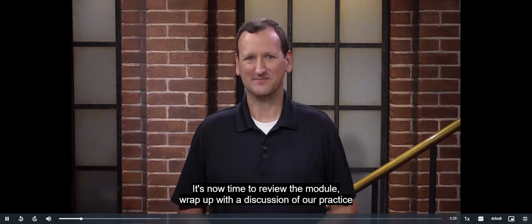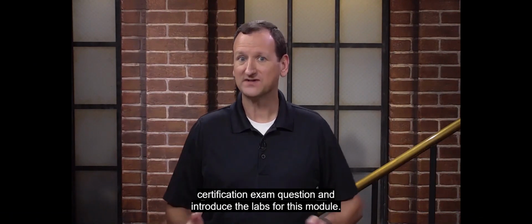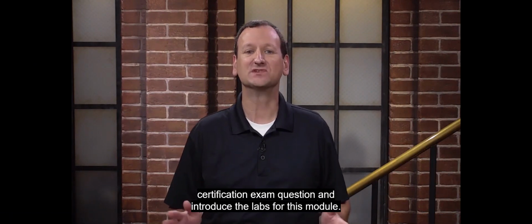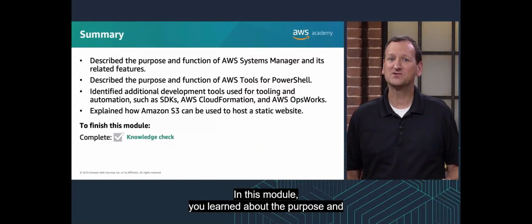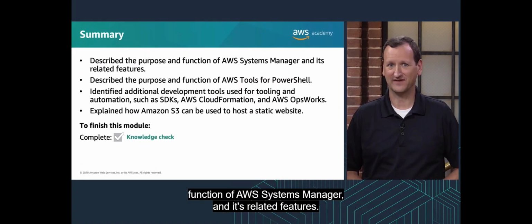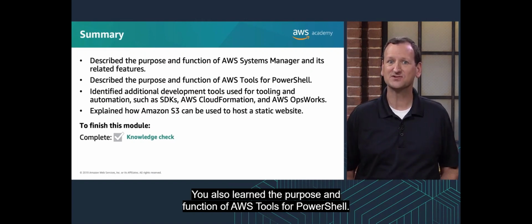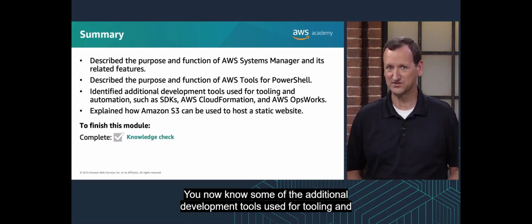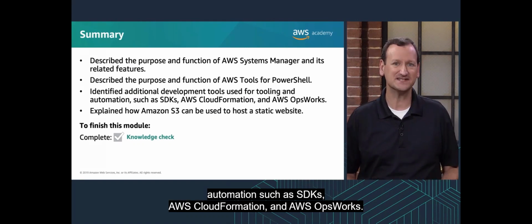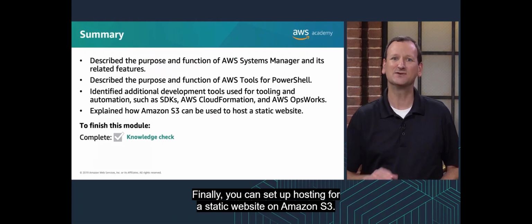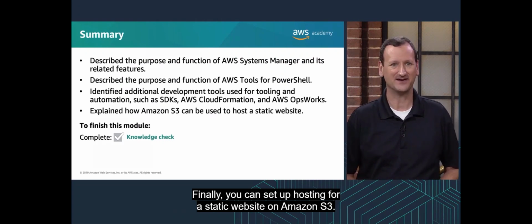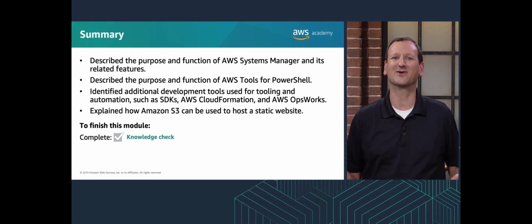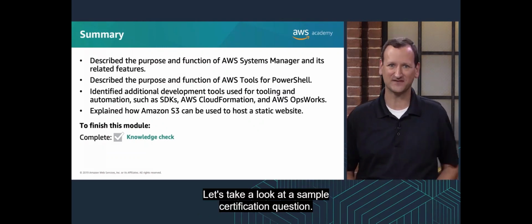It's now time to review the module, wrap up with a discussion of a practice certification exam question, and introduce the labs for this module. In this module, you learned about the purpose and function of AWS Systems Manager and its related features. You also learned the purpose and function of AWS Tools for PowerShell. You now know some of the additional development tools used for tooling and automation, such as SDKs, AWS CloudFormation, and AWS OpsWorks. Finally, you can set up hosting for a static website on Amazon S3. Great work. Let's take a look at a sample certification question.